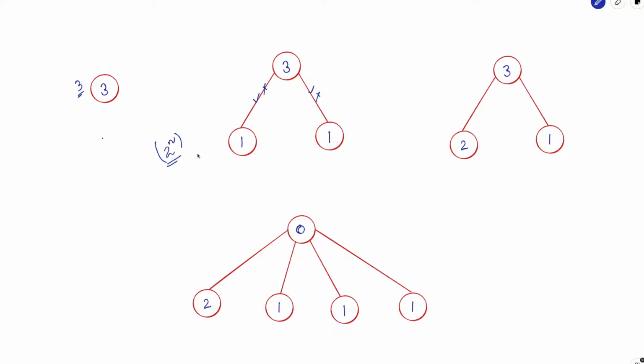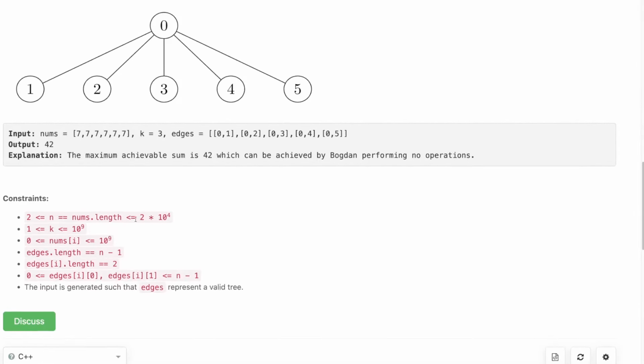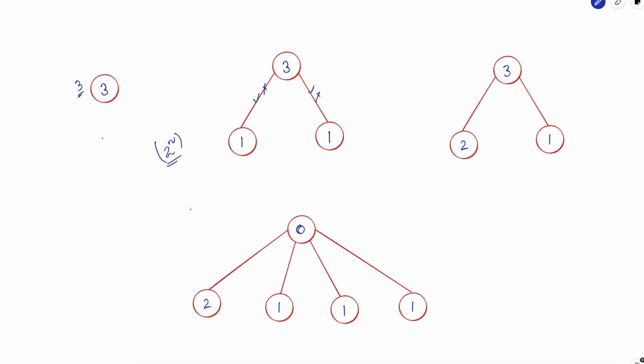So that's the brute force manner, but obviously this will not pass because the value of n is very huge, 10 power 4, 2 into 10 power 4. So we have to optimize this. Now how to optimize this?